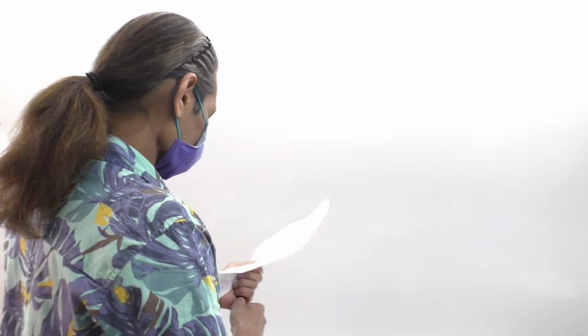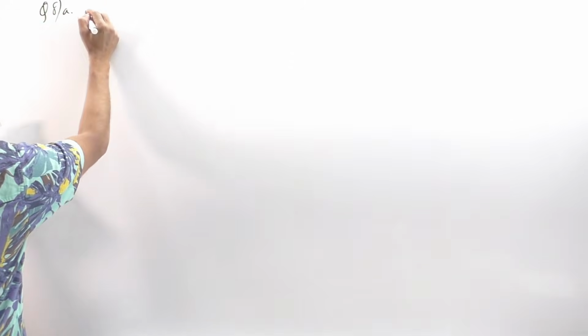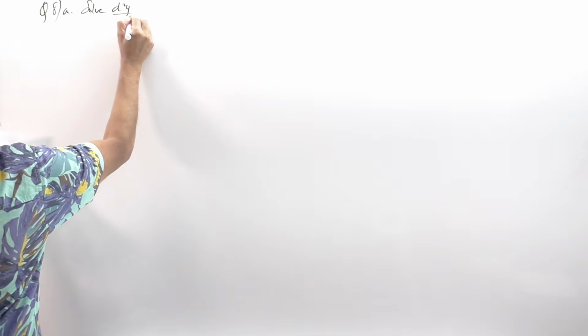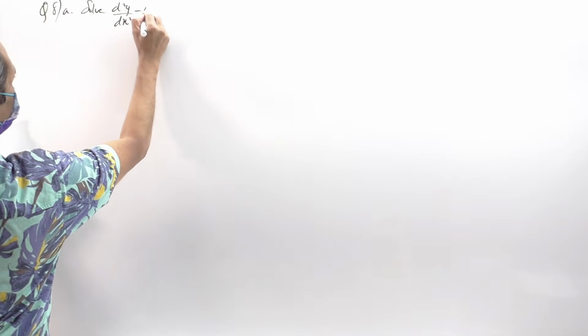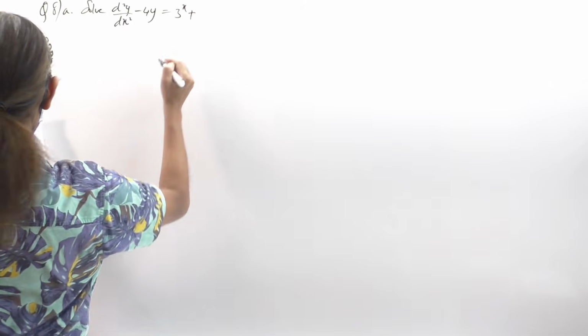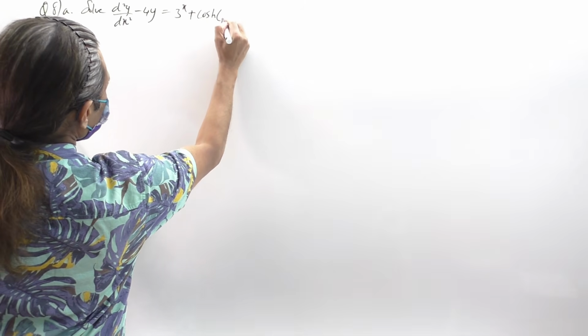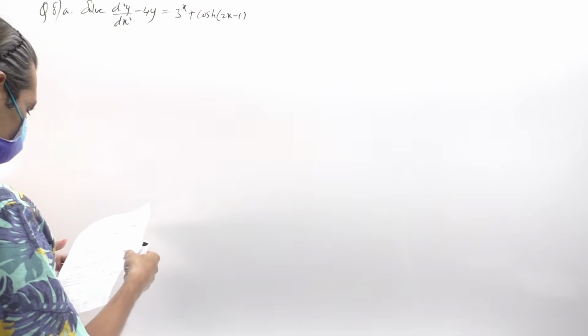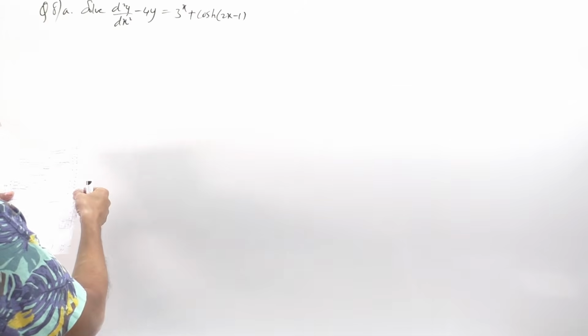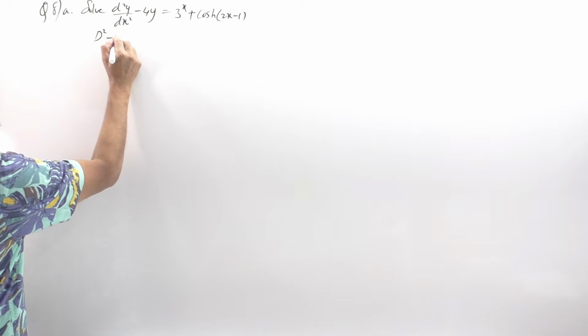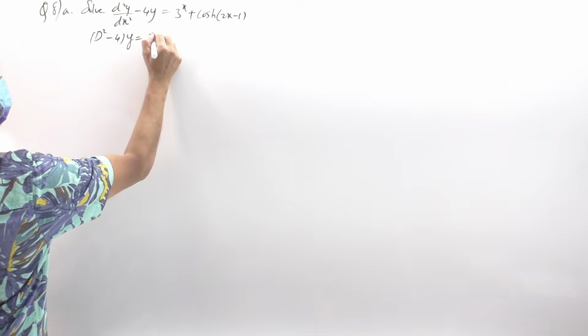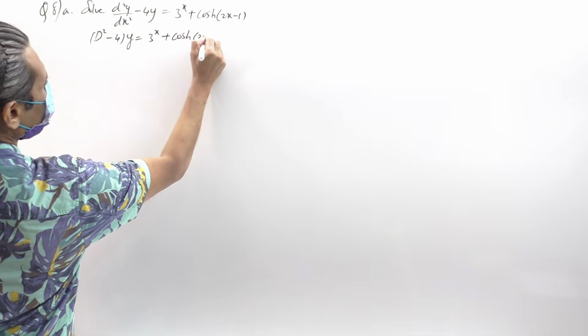The next one is 8a. So let's solve this question here. Question 8a says solve d square y by dx square minus 4y equals 3 raised to x plus cos hyperbolic 2x minus 1. A standard question from differential equations. This question has also been repeated many times in examinations. So first it is d square minus 4 into y equals 3 raised to x plus cos hyperbolic 2x minus 1.